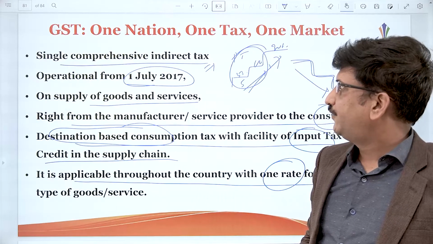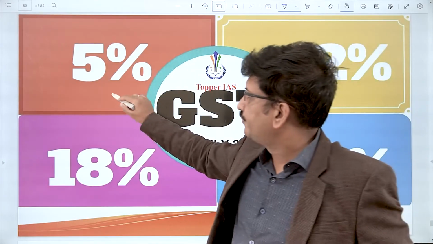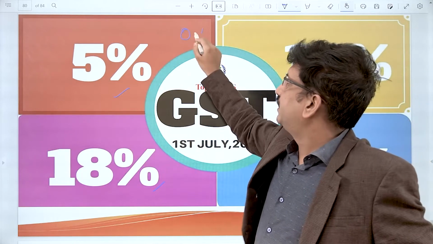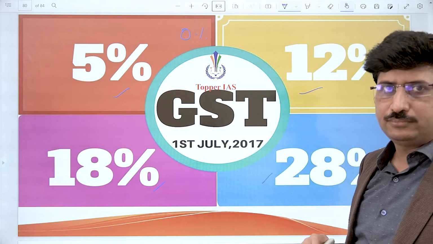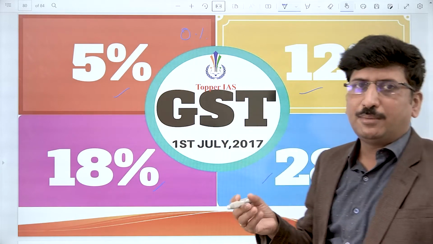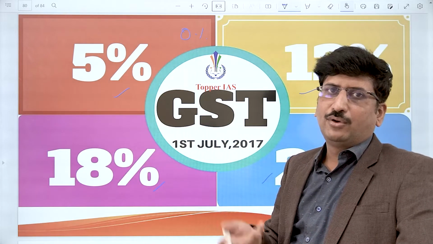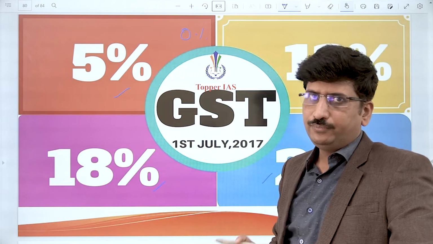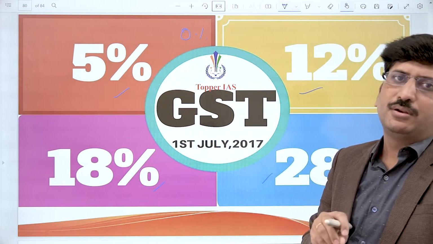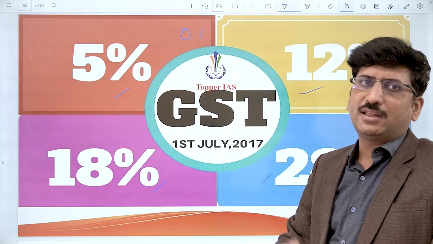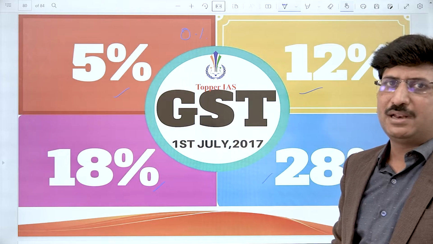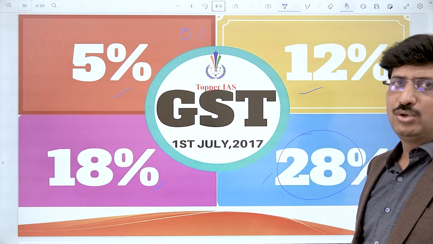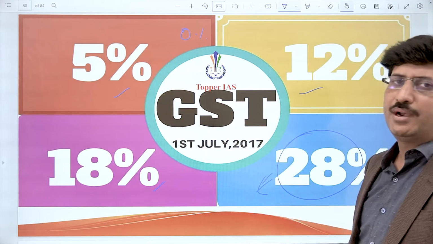So we know that different slab rates are there. For example, 5%, 18%, 12%, 28%, and 0%, that is exempted goods. Like natural flour, wheat flour, or jowar flour, or whatever you directly produce, for that no GST. If the same wheat flour comes as Ashirwad Atta, then GST will be there, as it is manufactured goods. And for sin goods or luxury goods, they are collecting more and more tax.